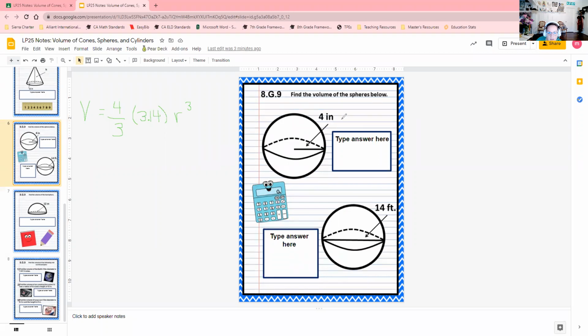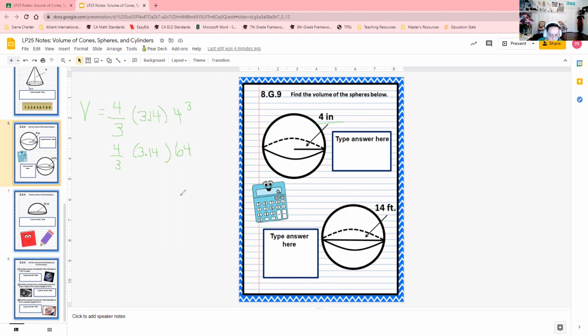So all we got to do is take the radius and plug it in. If my radius is 4, plug it in. 4 to the 3rd power is 4 times 4, 16, times 4, 64. And bring it all down. 64 times 3.14.